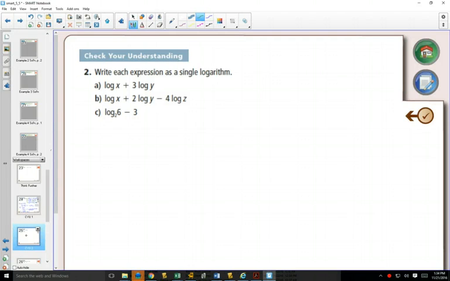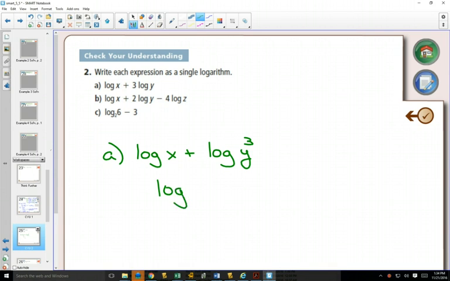So whenever you're combining it as a single logarithm, the first rule you will always do first is your power rule. And your power rule says we can take that 3 that's out in front and move it in as an exponent. Now you have a log plus a log. Both of them have the same base, so we can use the log law, the product law, and put them together. And now it's written as a single logarithm.